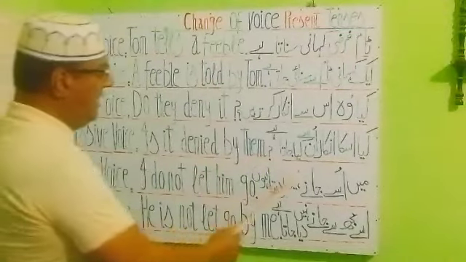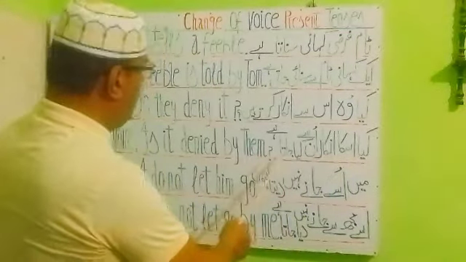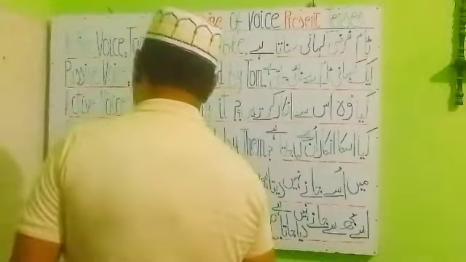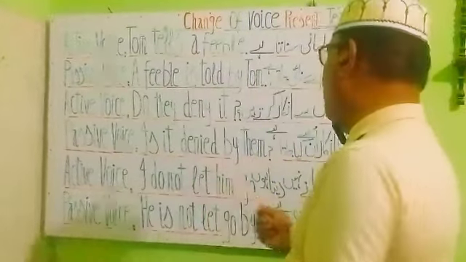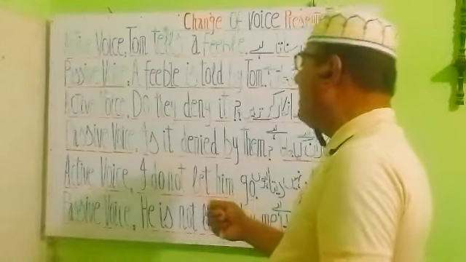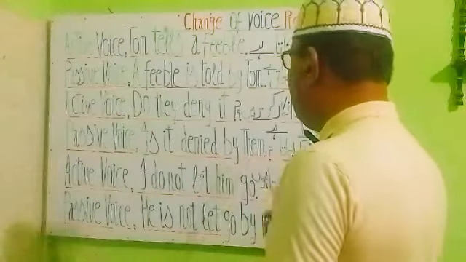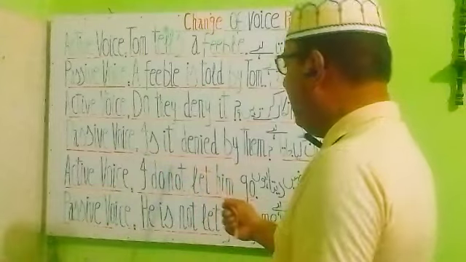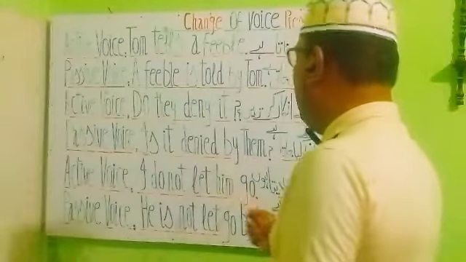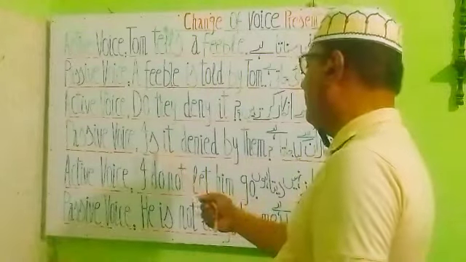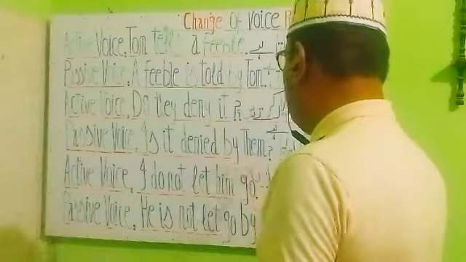Is it denied by them? Rules are the same, and subject and objects are going to replace each other by changing their places, and verb is gonna change into the third form when we write the passive. And you see here new statement. It's a question.